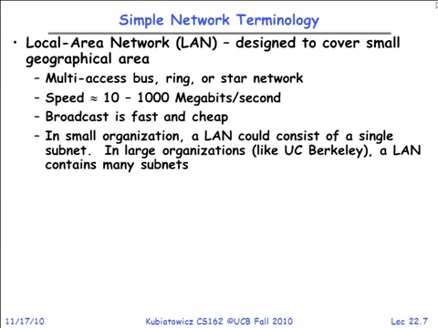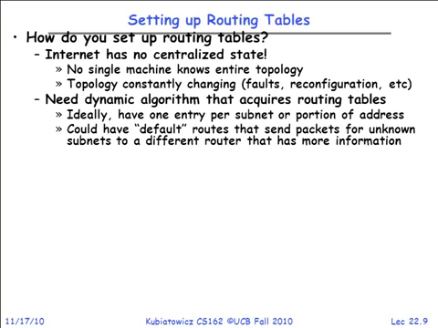So questions on routing? Okay, so we've been talking about this already, but how do we set up the routing tables? Well, clearly the internet has no centralized state. No single machine knows the entire topology. And in fact, the topology is constantly changing. So you need a dynamic algorithm to figure out what the routing tables are.